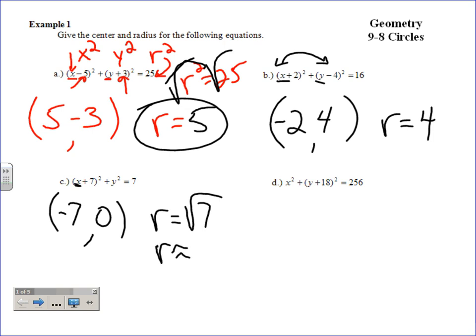Well, we know it's got to be less than 3. We know it's got to be more than 2. So if we go to the nearest tenth, 2.6. Okay. So any questions? Okay, on letter D, solve it now, please. Center and radius is what I would like.